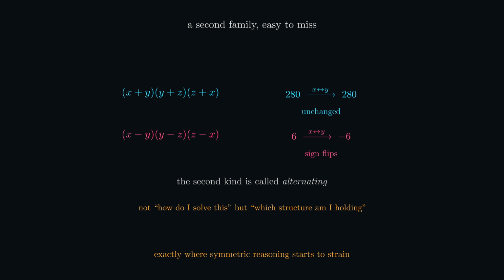That is not symmetry breaking by accident. It is a structure of its own, called an alternating expression, and it turns up exactly where symmetric reasoning starts to strain. Once you know both families exist, the first question in front of any symmetric-looking problem becomes much sharper. Not how do I solve this, but which structure am I actually holding?